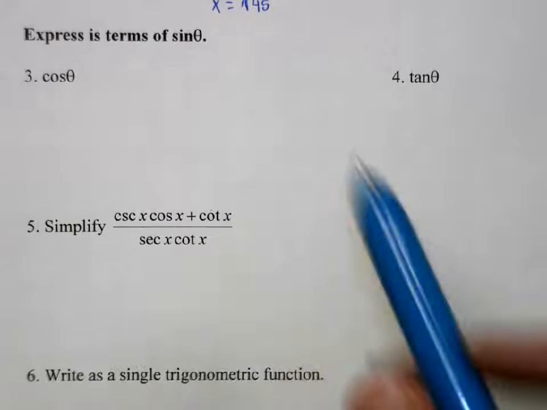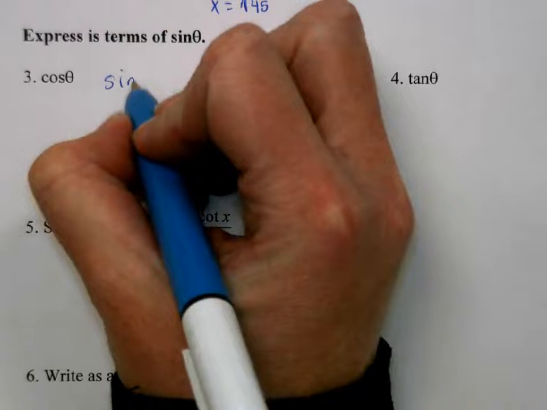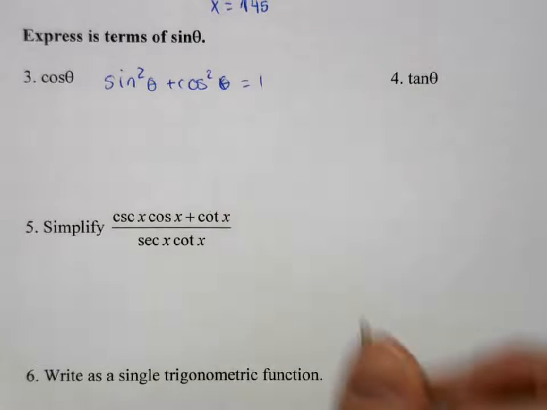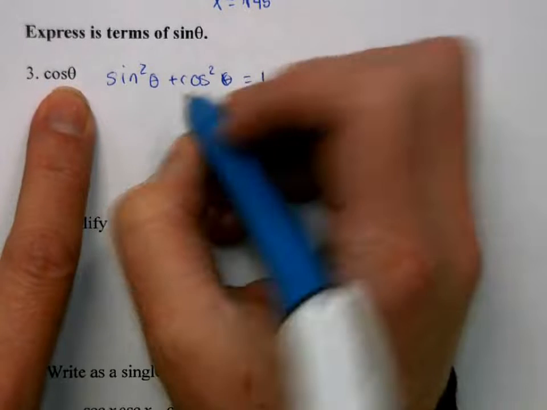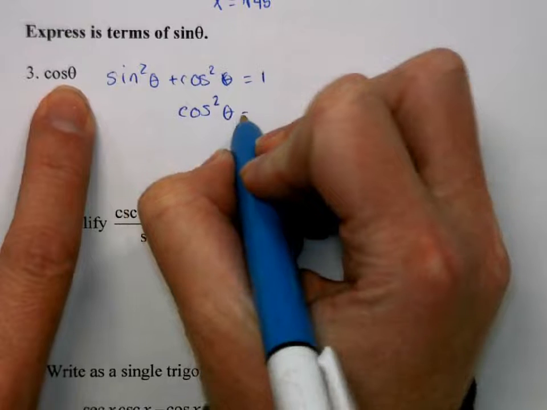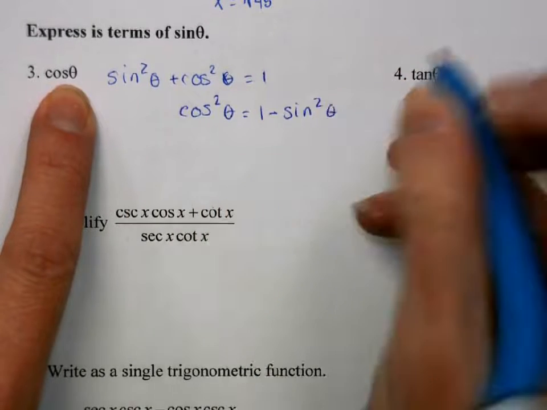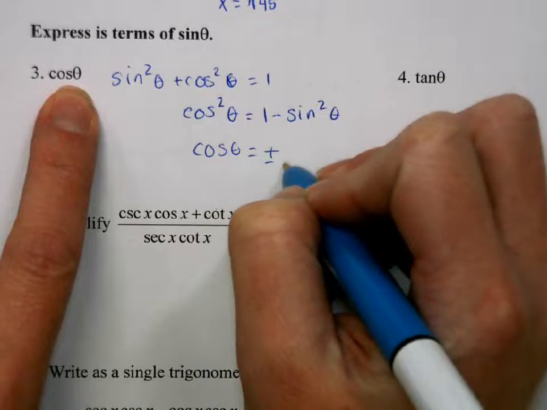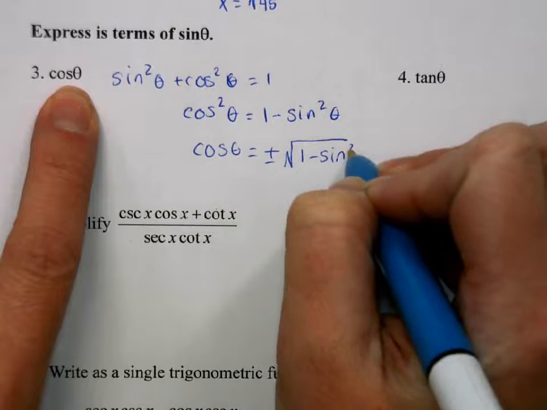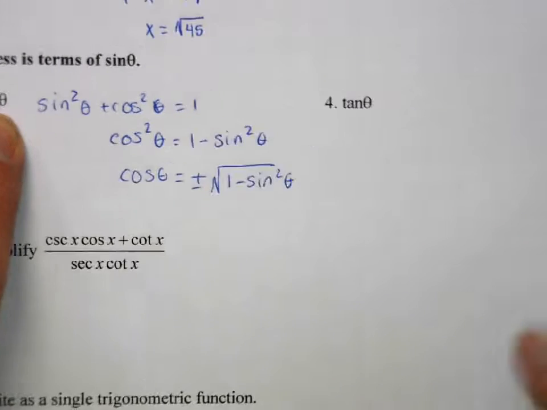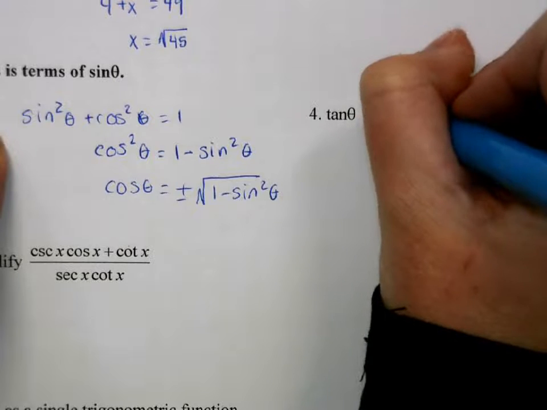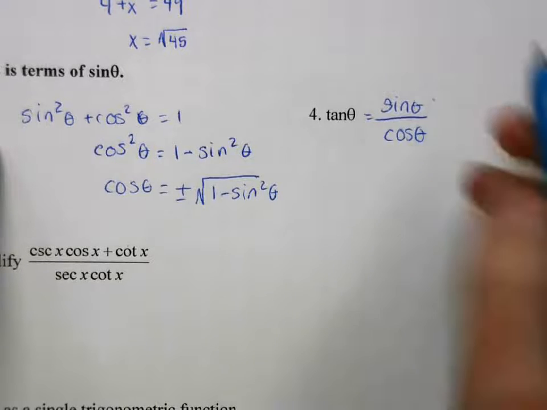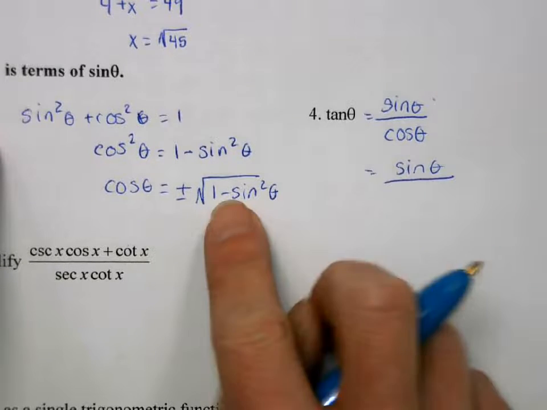Okay, for these next two, we want to express in terms of sine. So we know sine squared theta plus cosine squared theta equals 1. So I'm going to solve this for cosine. Cosine squared will be 1 minus sine squared. So then to get rid of the squared, we're going to take the square root. When we do, though, it is both plus and minus the square root of 1 minus sine squared. For tangent, tangent is sine over cosine. So we have a sine here, but for the cosine, I'll go ahead and replace it with what we found here.